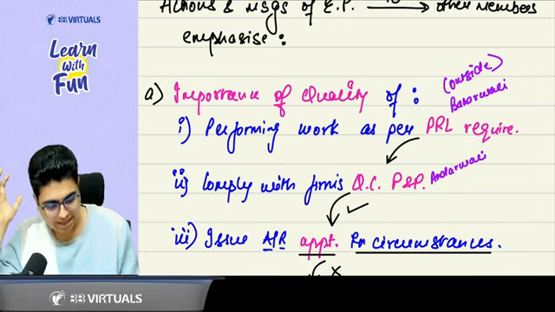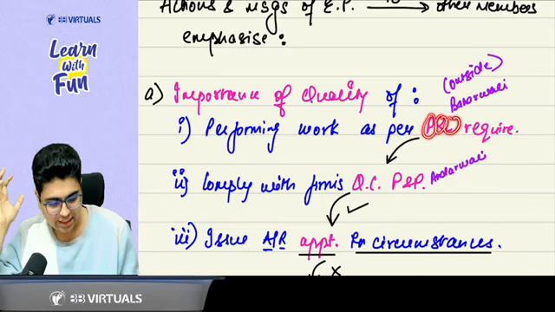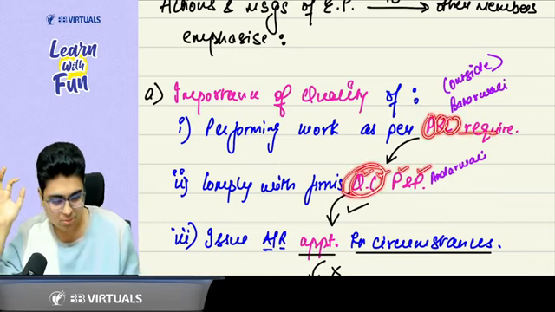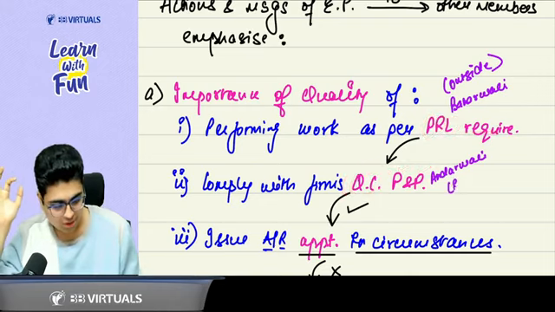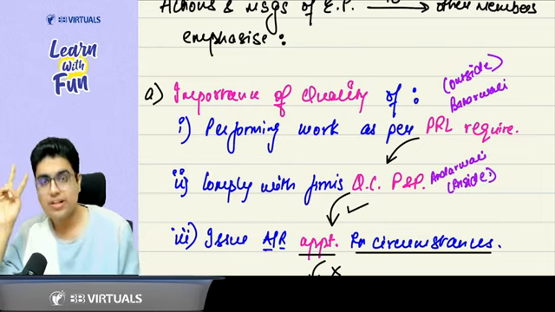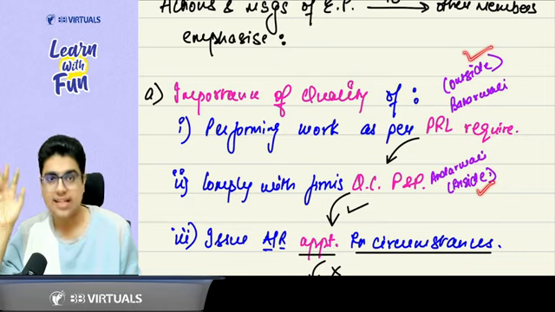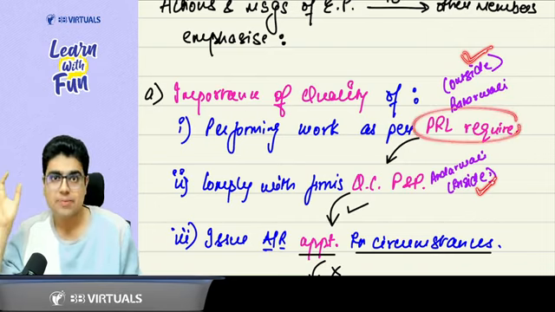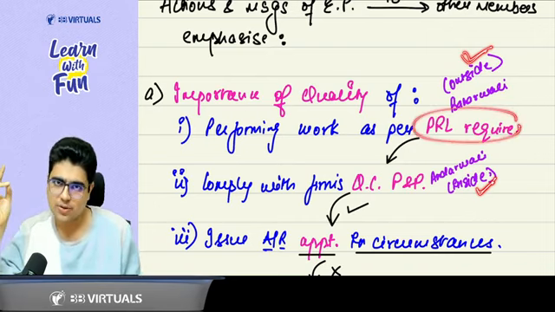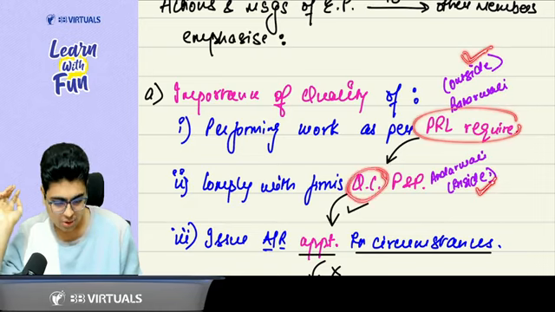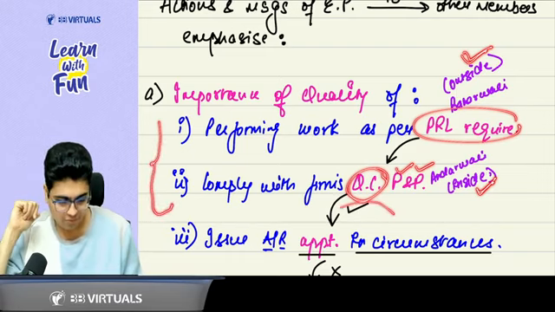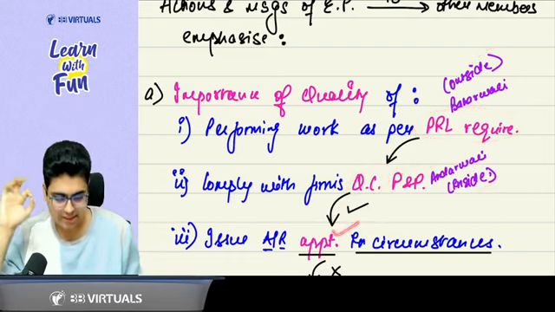Now, sir, to comply with the professional standards, regulatory, and legal requirement, you need to have your own firm's quality control policies and procedure. Own firm's quality control policies and procedure, that is the inside requirement. So you need to comply with two types of requirement, outside and inside. Outside means PRL requirement. Inside means firm's own quality control policies and procedure. Now when you are doing the work as per both of them, your report will be appropriate in circumstances.